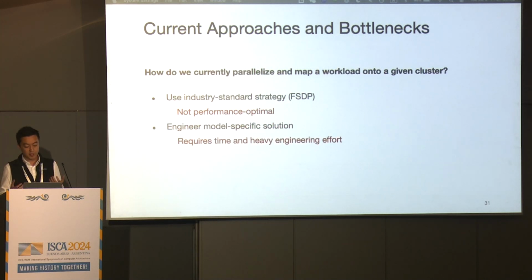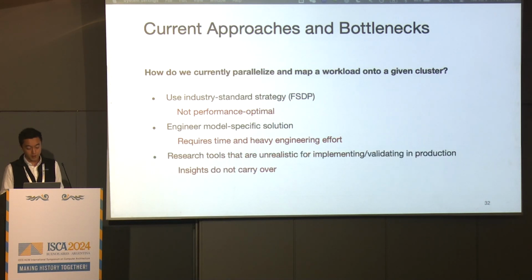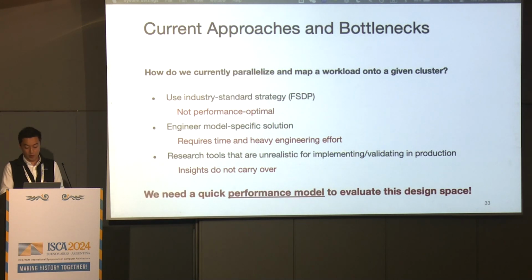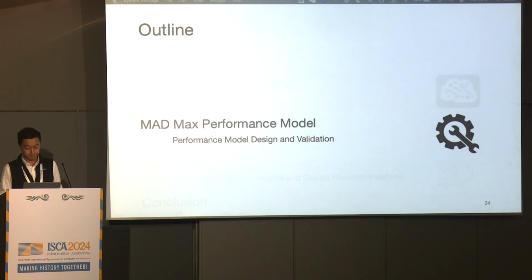Second, you can engineer model-specific solutions. The drawback is that it requires a lot of time and heavy engineering effort. And the dirty secret is that it takes a lot of expertise to figure out the right strategy to use. And last, there are a lot of research tools out there, but in our experience, some of the insights don't really fully carry over, or they aren't sufficiently validated. So this motivates why we need a quick performance model to evaluate this design space.